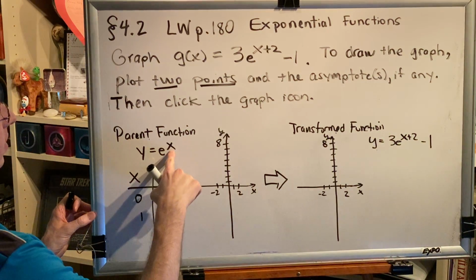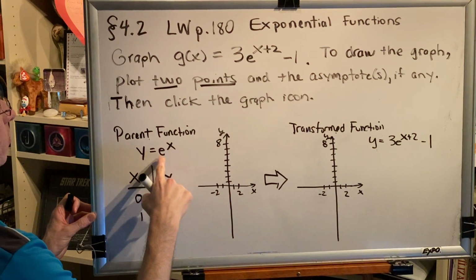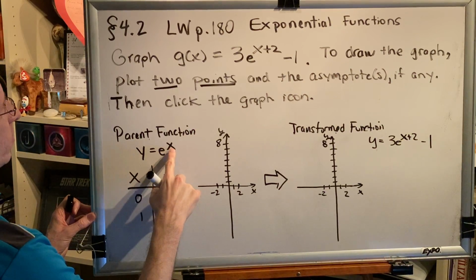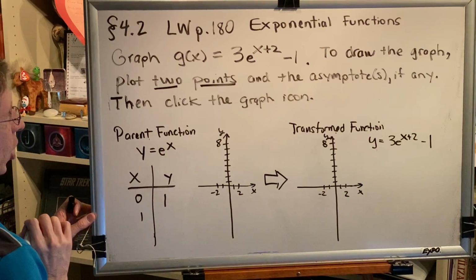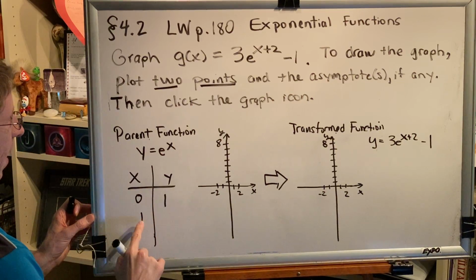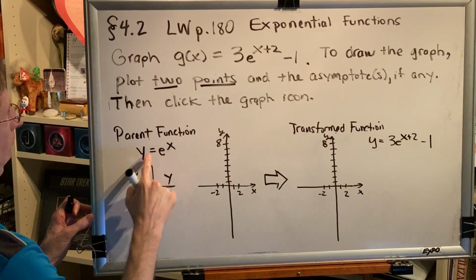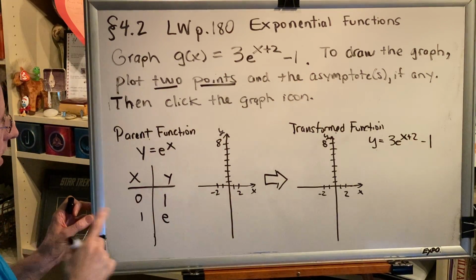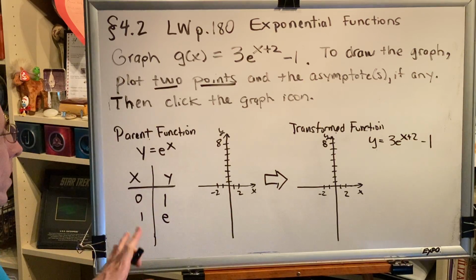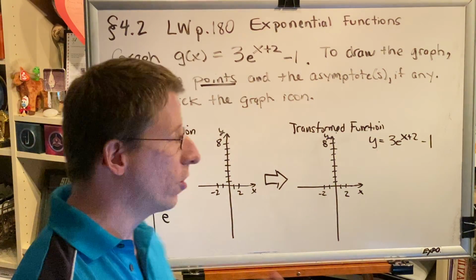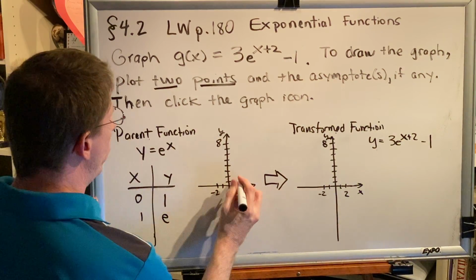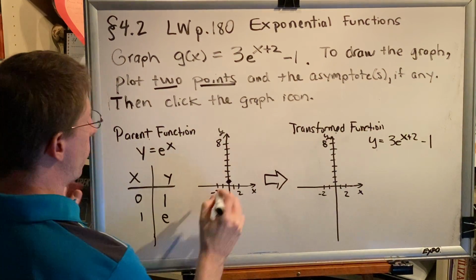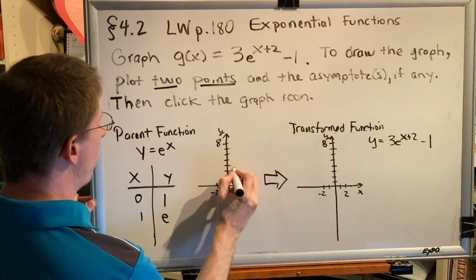So if you replace this x with 0, then y equals e to the 0. Well, any non-zero number raised to the 0 power is 1. So we get the point 0, 1. And if we replace x with 1, we get y equals e to the 1. That's e to the first power, which is just e. So these are some really easy points that allow us to graph our parent function very quickly. So 0, 1 would be right here. And 1, e, remember e is approximately 2.7, so that'd be about right here.